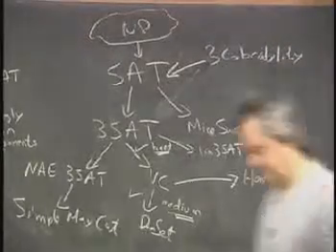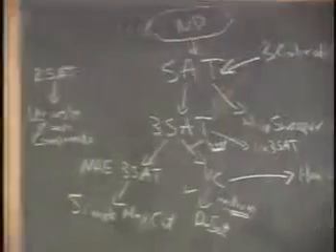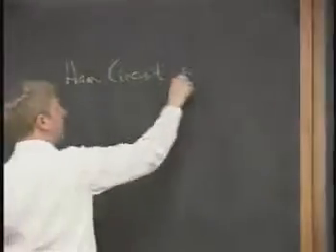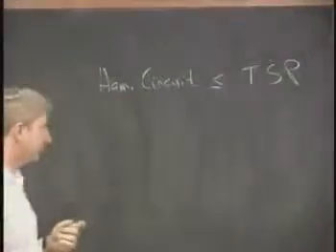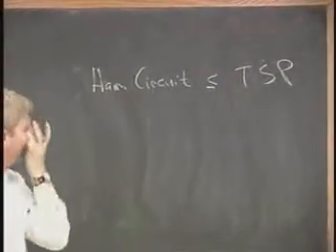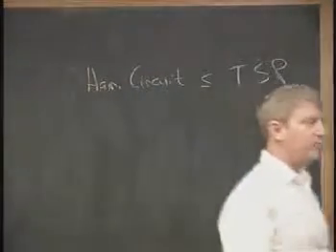Reduction number 1. Hamiltonian Circuit reduces to the traveling salesman problem. We need to review what these problems are.